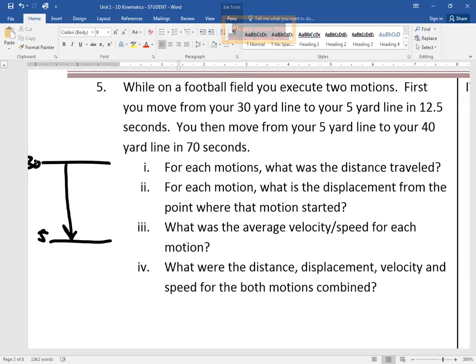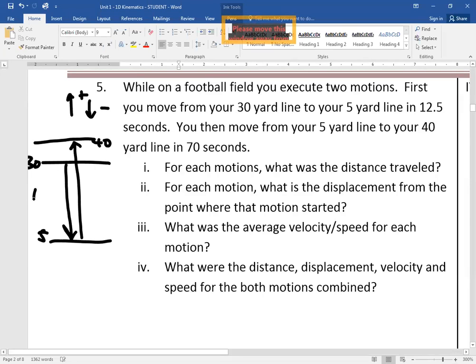You're not trying to break my brain or anything. So positive is this way, negative is this way. Okay, and then we go to the 40-yard line. And this first one happened in 12.5 seconds, and the second one happened in 70 seconds. You guys all good with my picture? You like my picture? You would have sketched a similar picture, perhaps. Adding the times because you expect that they're going to be relevant.